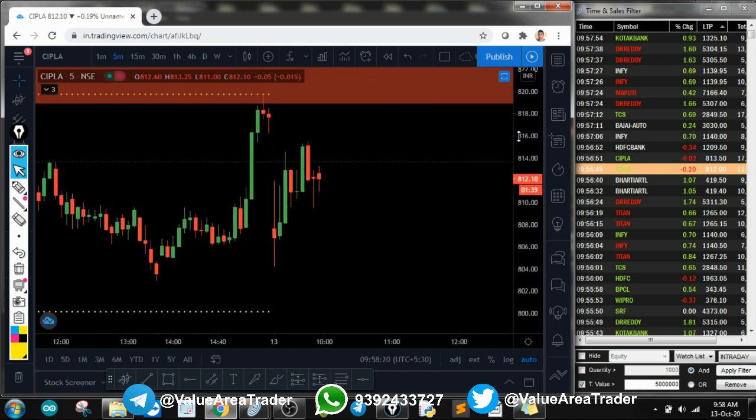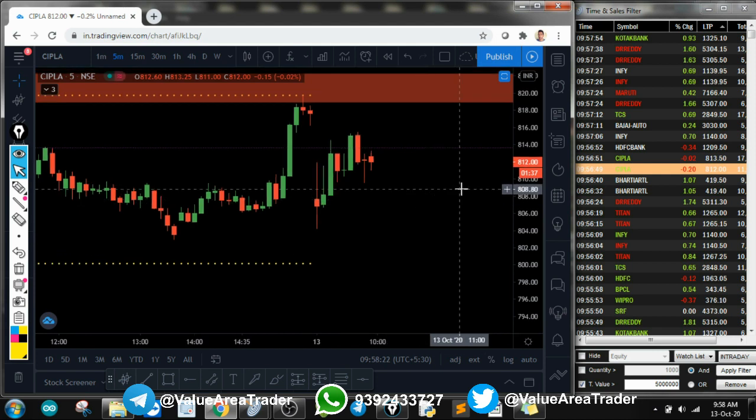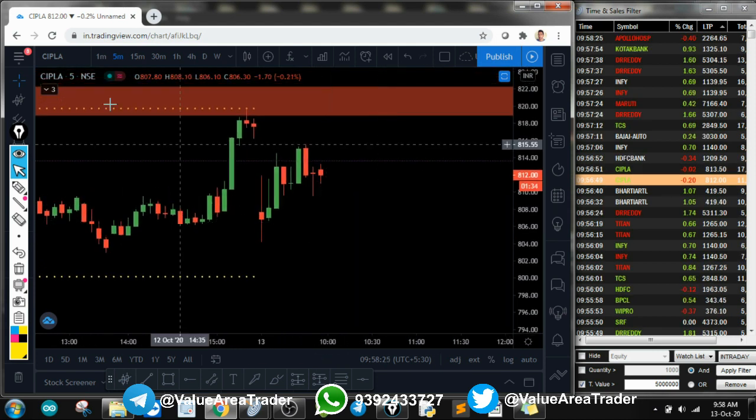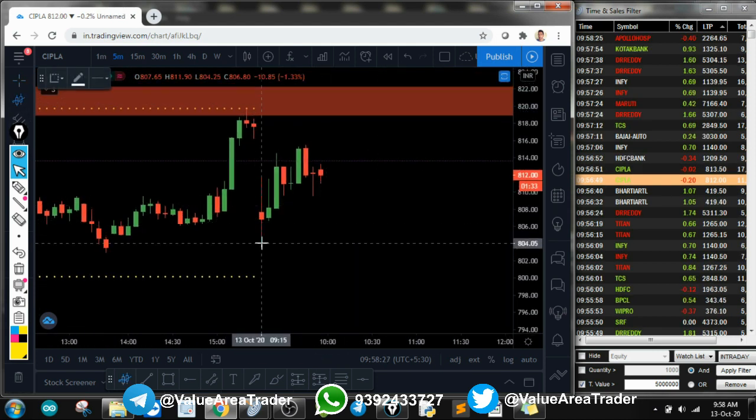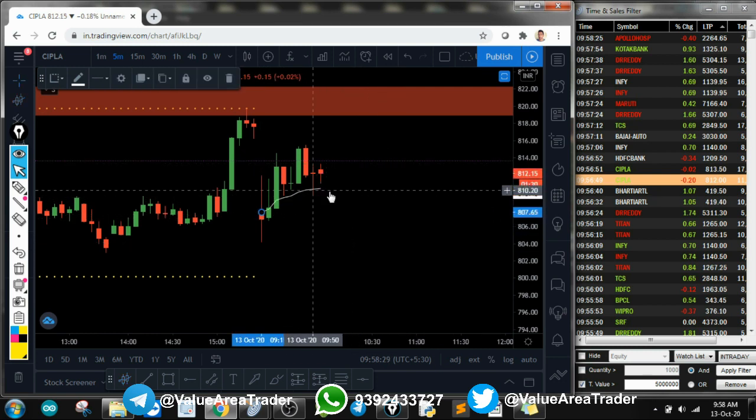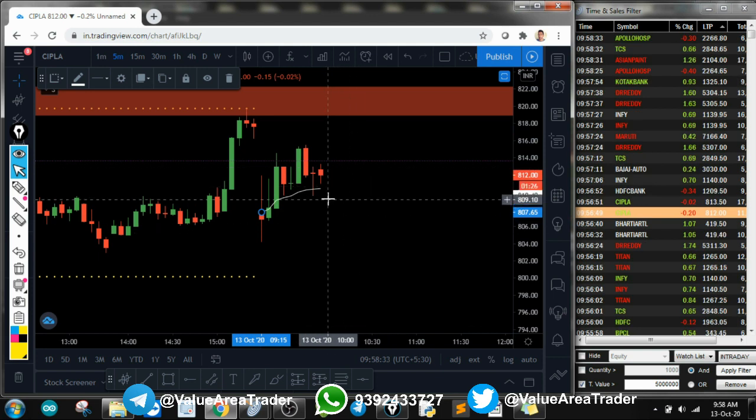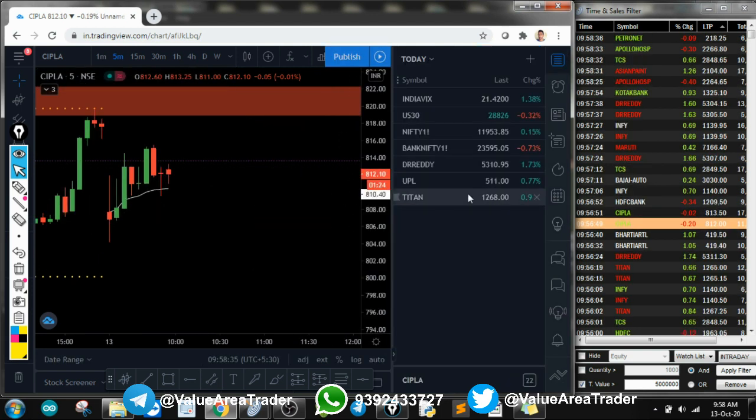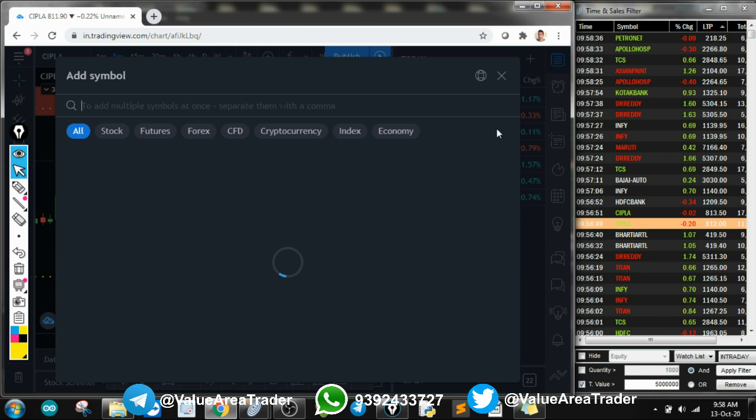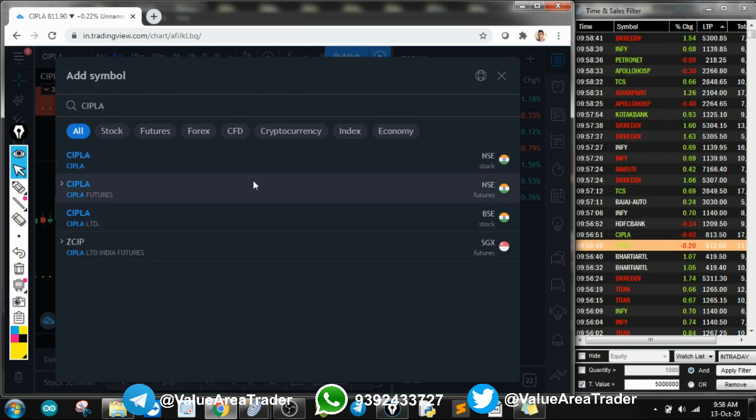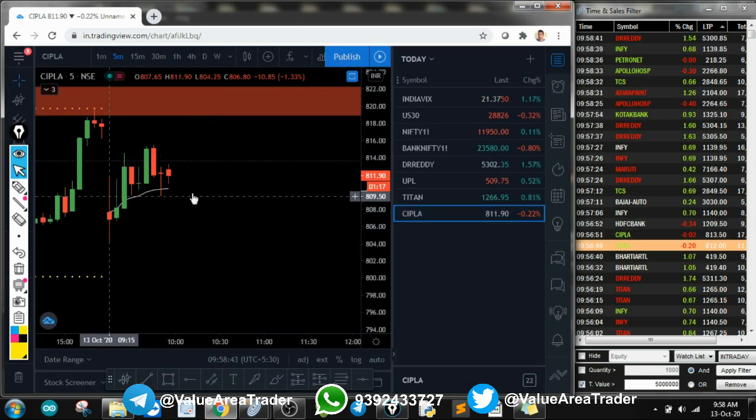I think we'll take a buy trade for Cipla once we have a good movement from here. So I think we have to add Cipla here. We'll add Cipla. We'll keep an eye on Cipla.